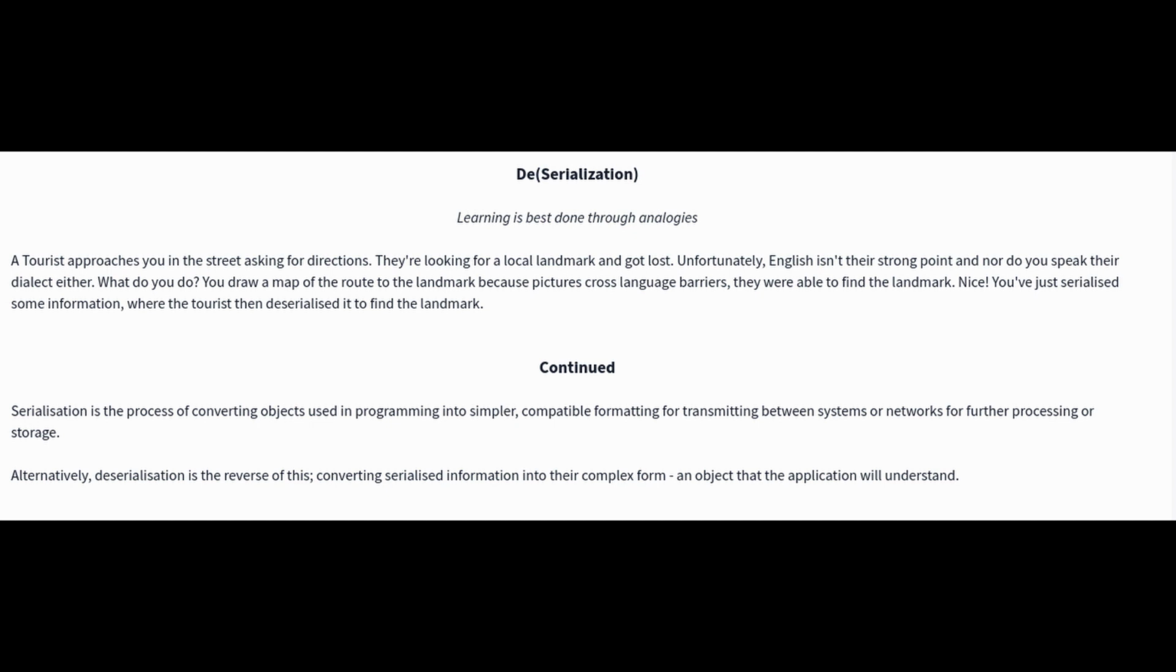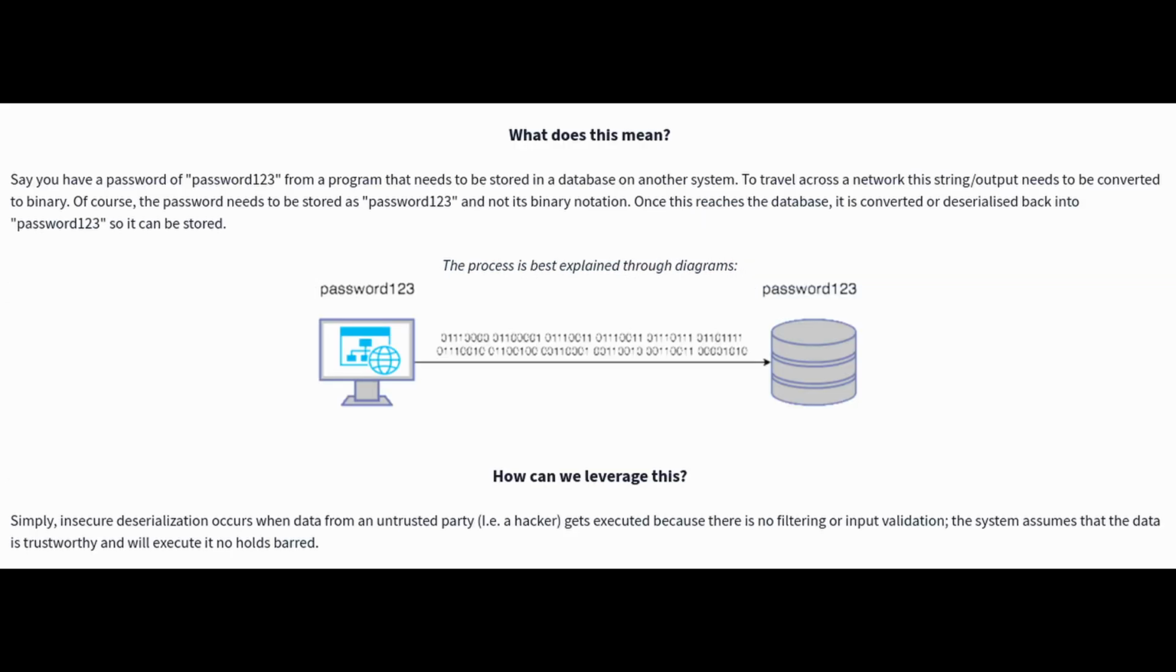Now deserialization is the exact reverse of it, which means converting serialized information into complex information. For example, converting that picture of the landmark into an actual complex form like words, an object that the application will understand. Over here we have a perfect example. There's a password 123. You put it in the network and then you want to store it in your server perhaps.